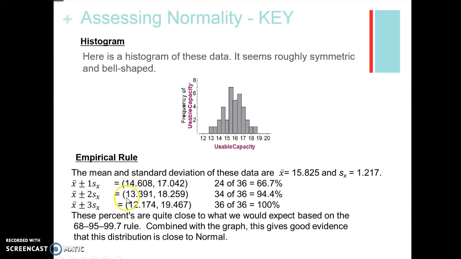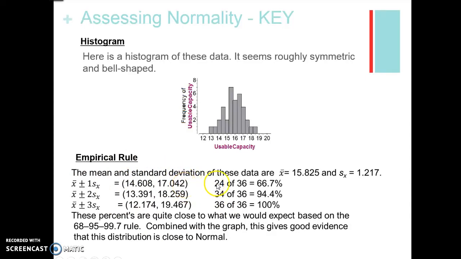Then what you want to do is find the intervals that define 1 standard deviation away from the mean, 2, and then 3. So x-bar is in the middle, so you'd add 1 standard deviation, subtract 1 standard deviation. There's your first one. That should be about 68% of the data. The second interval, you're going to add 2 standard deviations, subtract 2. Your third interval, add 3, subtract 3, or you could draw a curve if that's easier, just to see where the labels are.